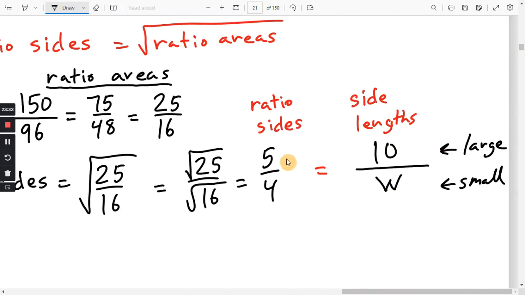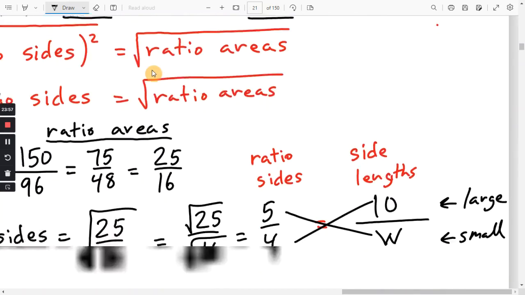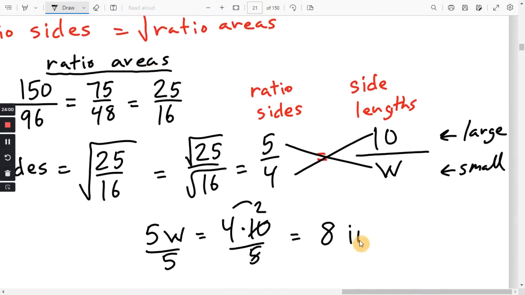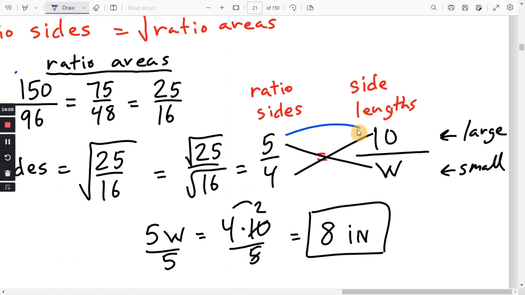Cross multiply: 5 times W, or top times bottom, equals bottom times top. That's 4 times 10. Solving for W, just divide both sides by 5. Okay, you can use the calculator, but 10 over 5 is just 2. And then 4 times 2 equals 8. The units were in inches, so they stay in inches. Now again, if you wanted a shortcut to go from 5 to 10, it's just times 2. So to go from 4 to W, it's also times 2. 4 times 2 is 8.